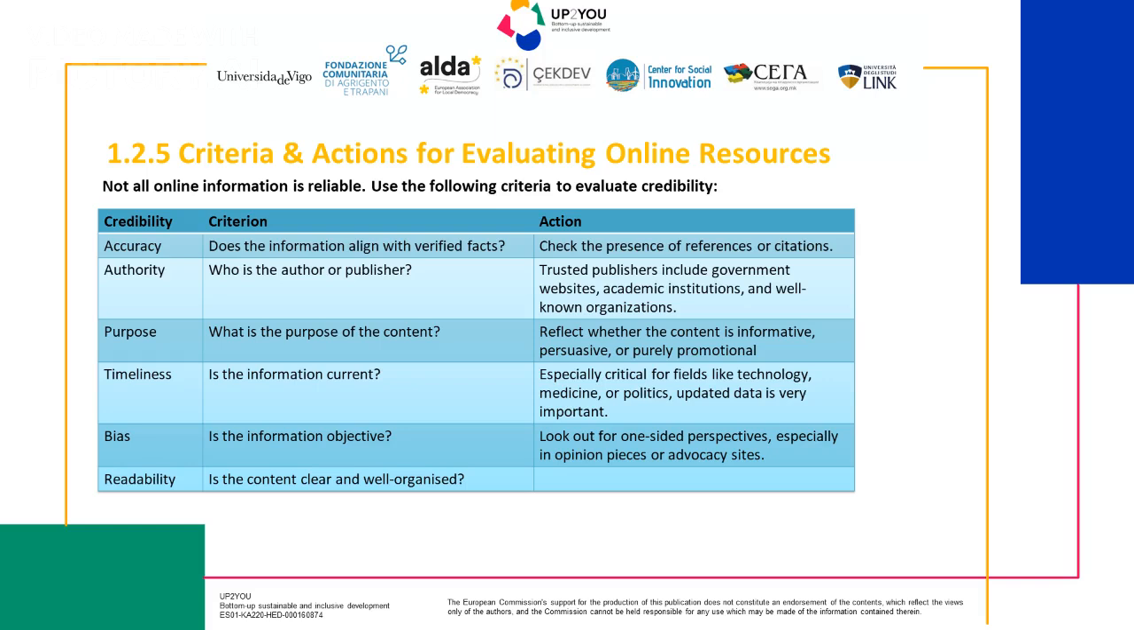Not all online information is reliable. Use criteria like accuracy, authority, purpose, timeliness, bias, and readability to evaluate credibility. This helps ensure the information you use is trustworthy and relevant.